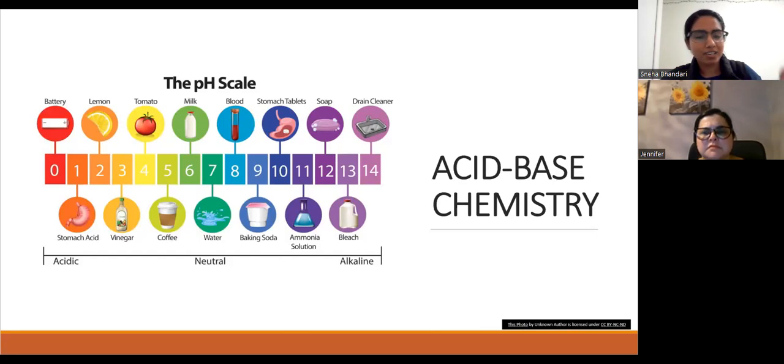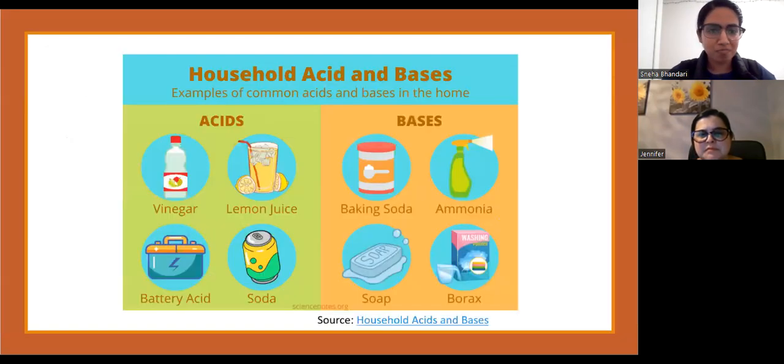You must be surprised, like, why is she talking about acid-base chemistry right now when we are talking about the power of PowerPoint? Eventually you will know why I have incorporated these slides. Here is another powerful, strong visual: on the left-hand side are the acids and on the right-hand side are the bases. All these are common household products, like vinegar we use in the kitchen, lemon juice, and soda, which have acidic characteristics, and baking soda, ammonia, and borax we use for cleaning, which have basic characteristics.